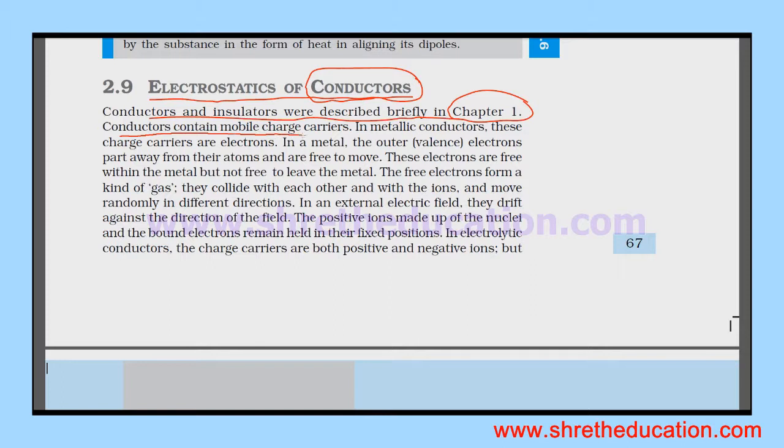Conductors contain mobile charge carriers. In metallic conductors these charge carriers are electrons. In a metal the outer valence electrons part away from their atoms and are free to move.